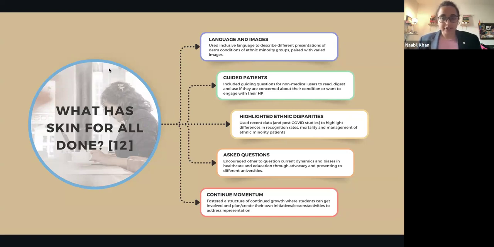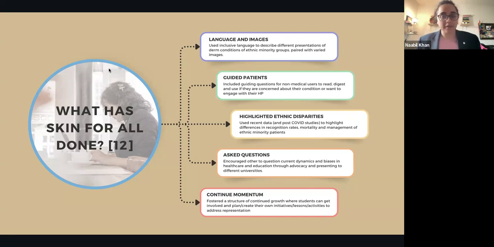It asks questions, with the whole purpose of the website for me, I think, being to get people to question current dynamics and biases in healthcare and the structures that are currently in place, especially between the medical and non-medical hierarchies. And through advocacy and presenting at different universities, I've been able to, I guess, sow the seeds of that questioning and that curiosity amongst medical students and non-medical students.